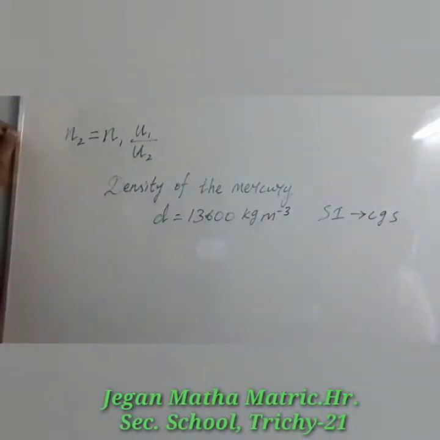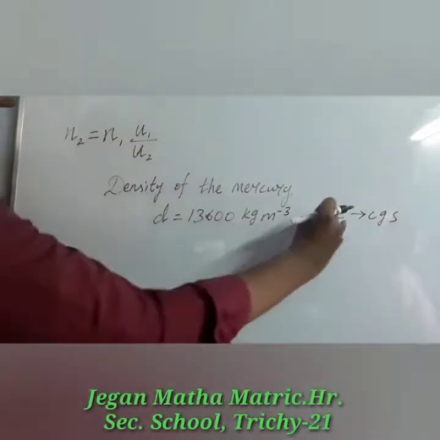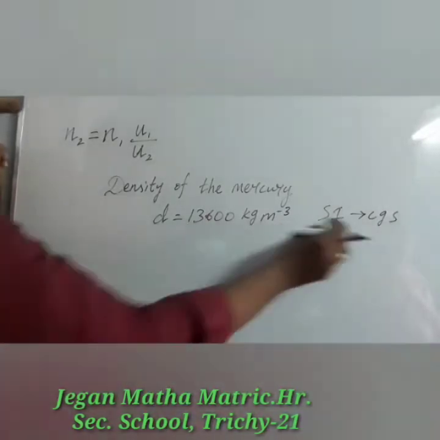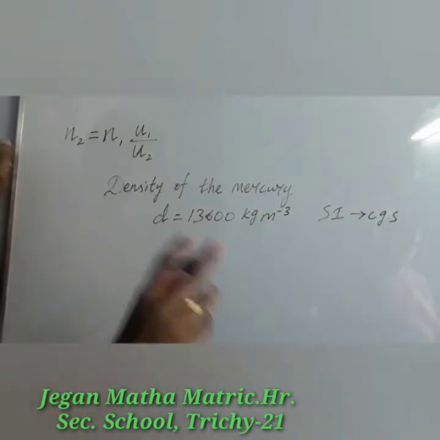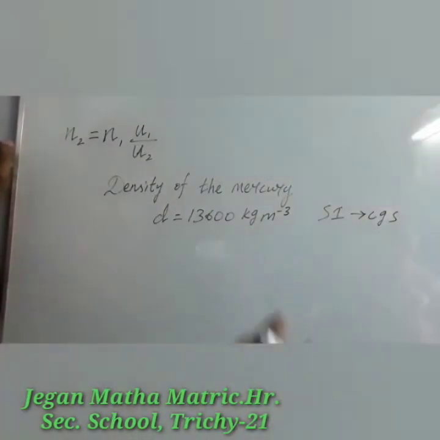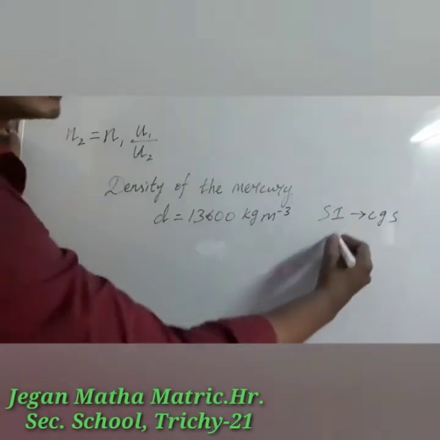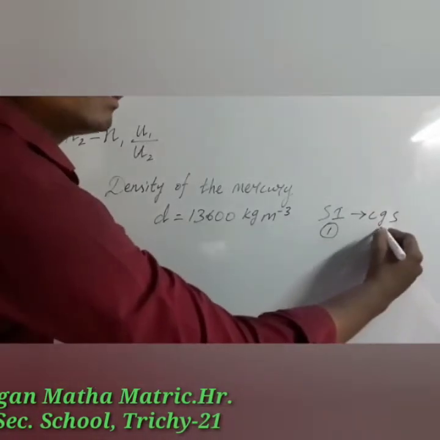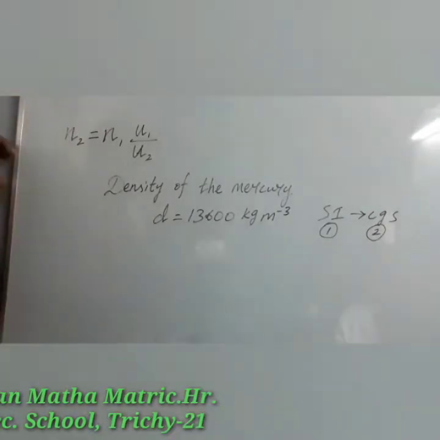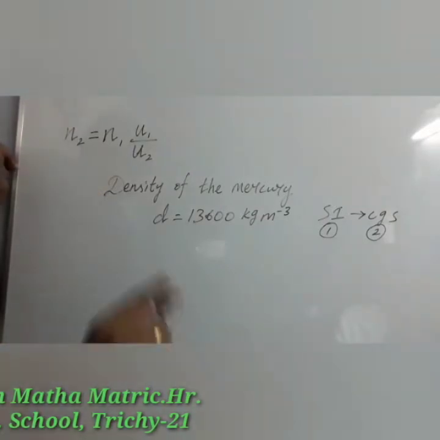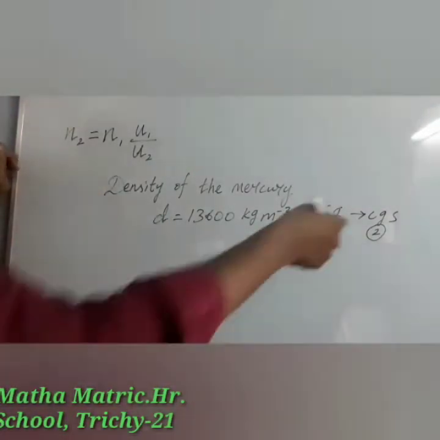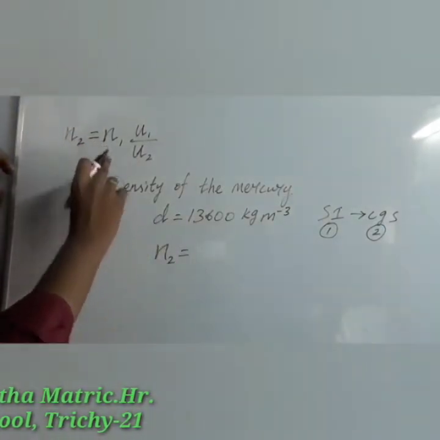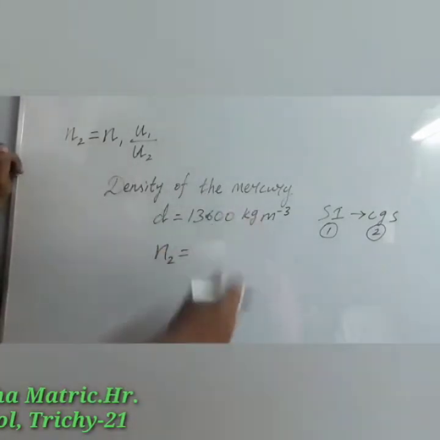So how can we convert? Using this relation. Here, in the SI system of units, the numerical value of the density of mercury is 13,600. In the CGS system, that numerical value will not be there. Remember, if the system of unit is changed, the numerical value also has to change. So to find that value, here the SI unit is the first system of unit, and you are going to convert to the second system of unit. Using this relation, you are going to find the numerical value of the density of mercury in the CGS system, so you are going to find N2. Here N1 is nothing but the numerical value in the given system, the SI system. So what is the value?